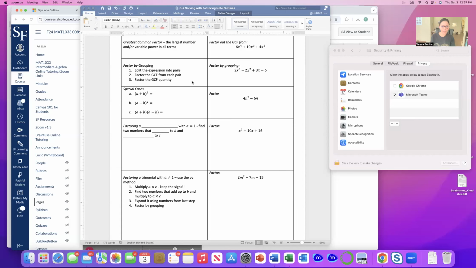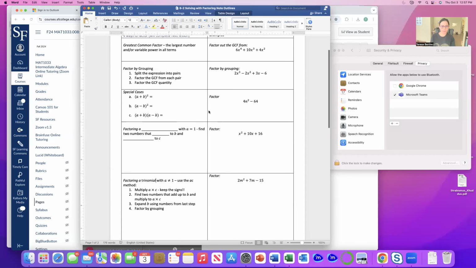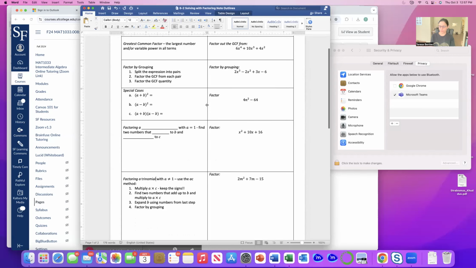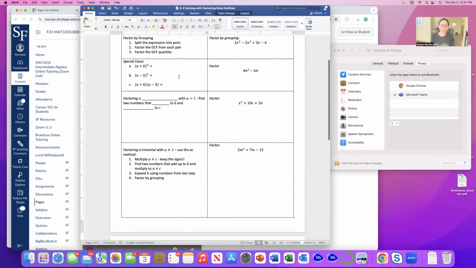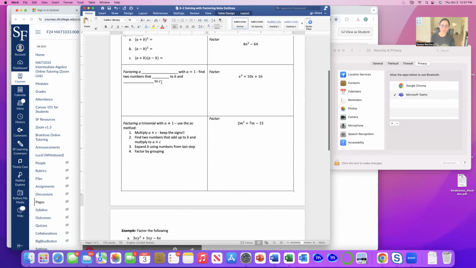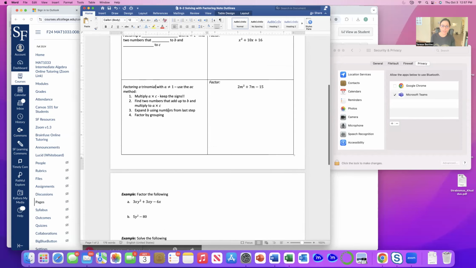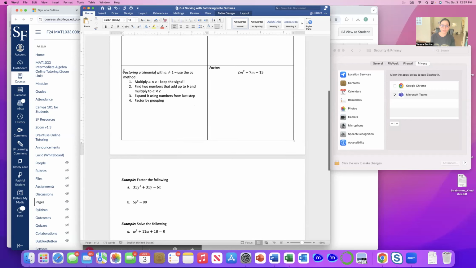So I'm going to share my screen and show you the handout that we were using in class. It was something like this, might have been a little different. For my class, it was October 2nd, and the date might depend. We looked at greatest common factor, factor by grouping, special cases, and factoring a trinomial with a equal to 1. And today we're going to look at this part, factoring a trinomial. Your notes might look different.